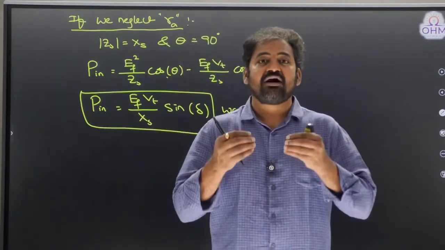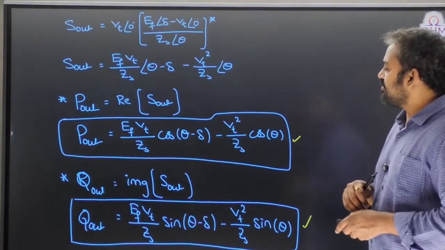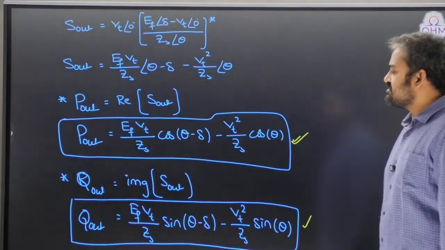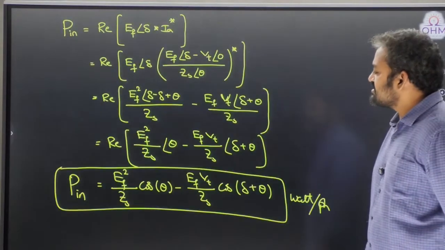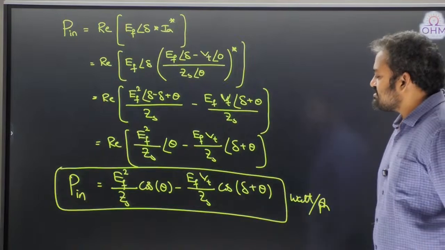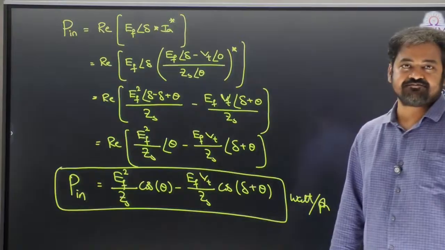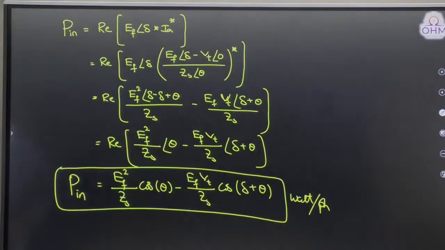Understand? But when armature resistance was given, both equations are different. You see, what is the input power when armature resistance is considered? Yes, you see that EF into VT by ZS cos(theta minus delta) minus VT square by ZS into cos theta. But what is the input power? EF square by ZS into cos theta minus EF into VT by ZS into cos(delta plus theta). Got it? So both equations are slightly different when armature resistance is considered, and both are exactly the same when armature resistance is neglected. Okay?